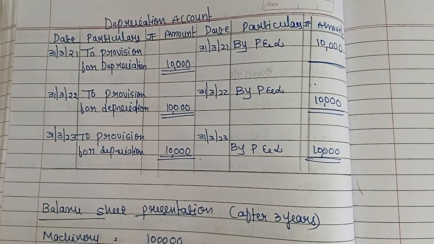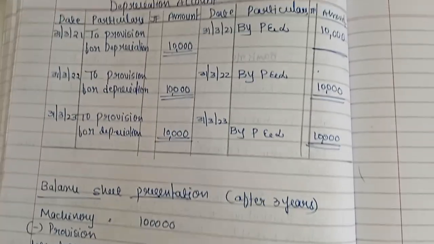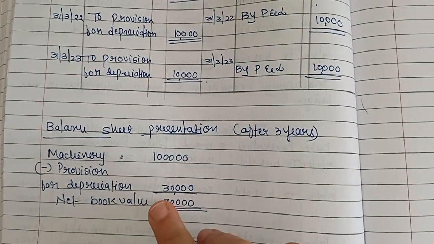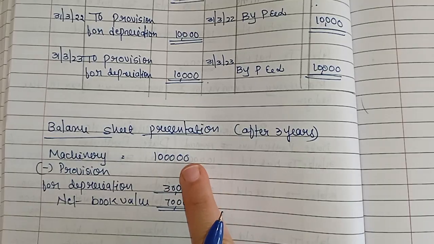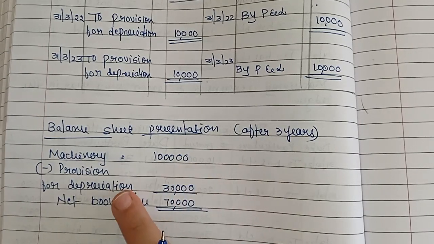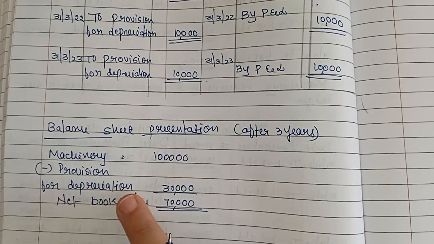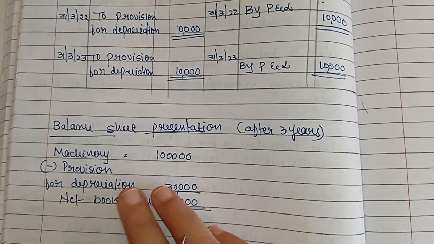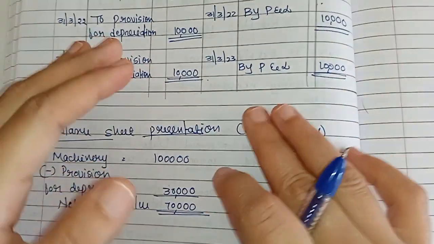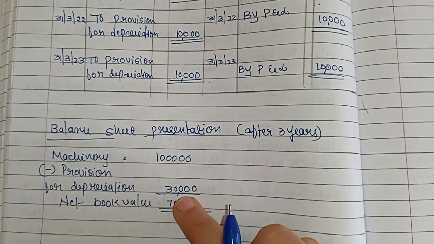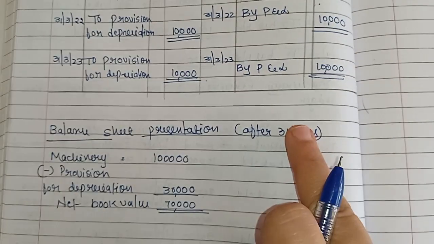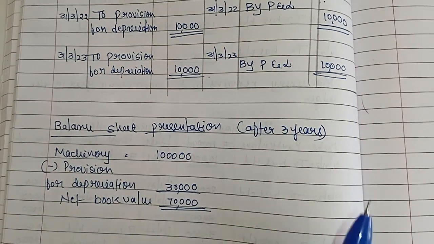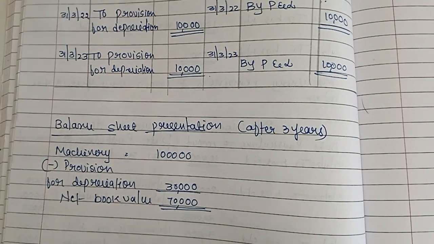Now the balance sheet presentation. How do we show it in the balance sheet? What is the cost value of machinery in the balance sheet after 3 years? Machinery, that is rupees 1 lakh original value, and deduct provision for depreciation. How much? 10,000, 10,000, 10,000, first year, second year, third year, that is 30,000. So the net book value of the machine is 70,000, that is after 3 years. Clear? Easy, right?